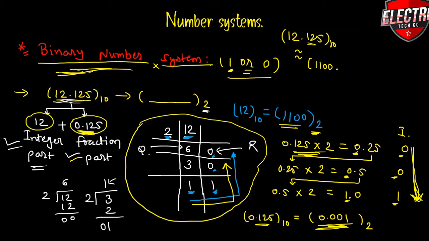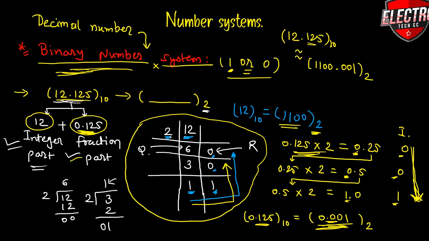The binary number of 120.125 is equivalent to 0.001 in the binary number system. Clear? I think you get the final idea about how to convert a decimal number into a binary number system.